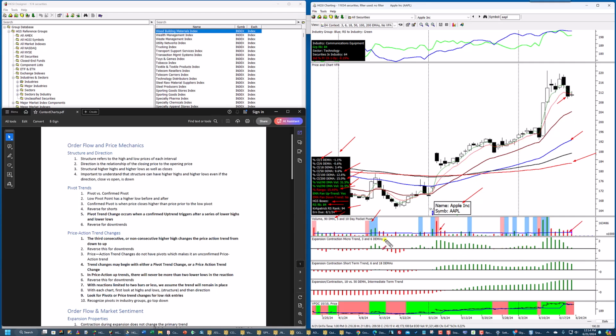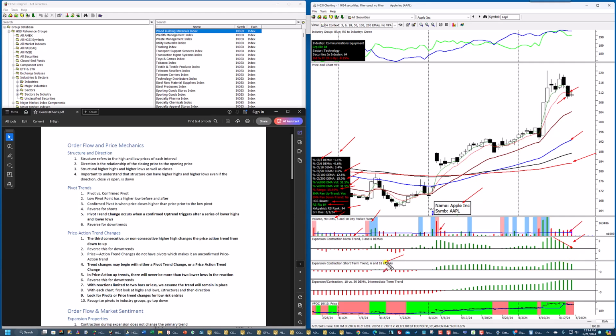And you can see here the trends. This is the micro trend, the 3 and the 6. If the 3 is above the 6, this is going to be positive. What do we see here on Apple? We see the 3 is above the 6, but barely. This is right now. This is intraday, and it's losing momentum.